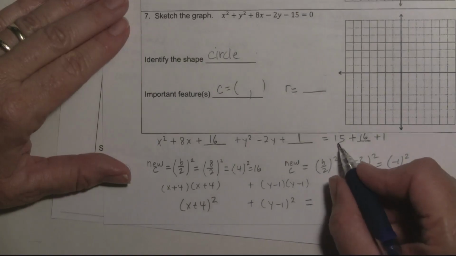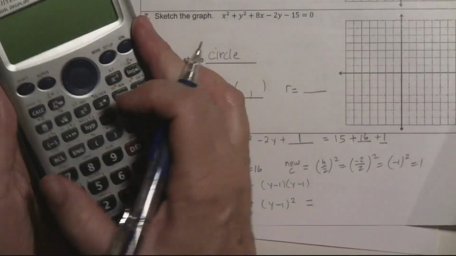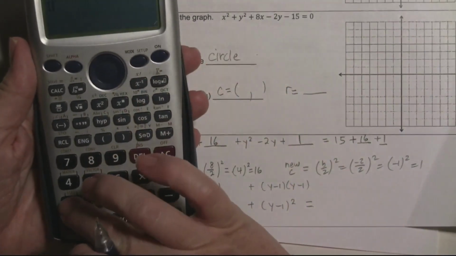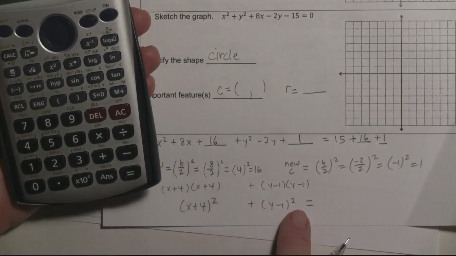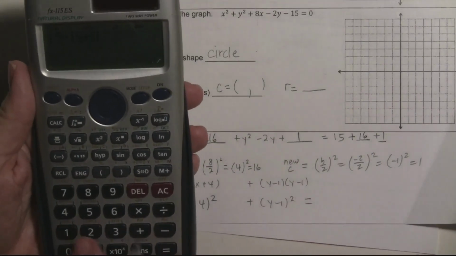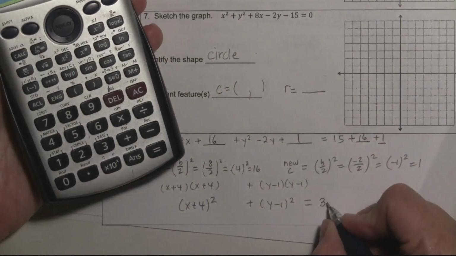And then here, 15 plus 16 plus 1. Now, this is not happening on purpose. This just is what it is. So these being lovely happened on purpose. This being non-lovely just happened because that's what it is, 32.